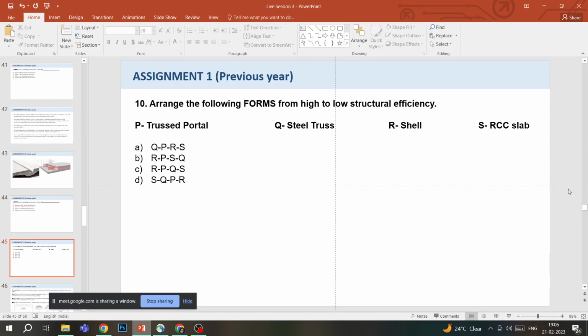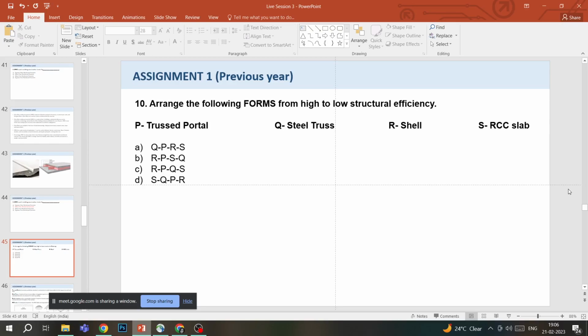Question number 10. Arrange the following forms from high to low structural efficiency. We talked about form active, semi-form active and non-form active structures, and I would like to tell you that the structural efficiency of form active is the highest, non-form active is the least, and semi-form active is somewhere in the middle. The options we have here are trussed portal, steel truss, shell and RCC slab.